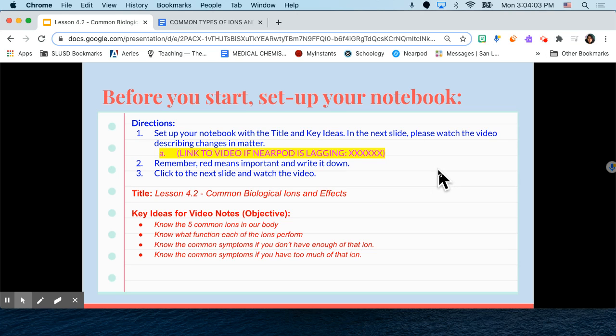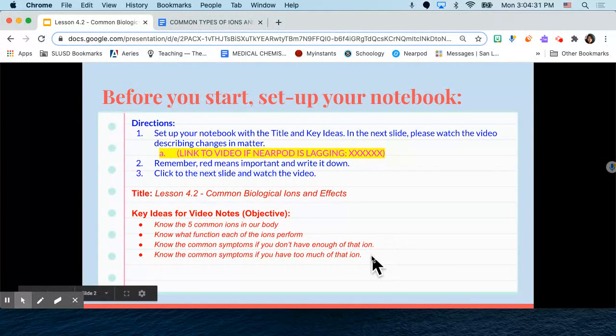All right, so welcome to lesson 4.2 on common biological ions and effects. In the last video, we talked about generally what an ion is and what it does in our body. In this video, we're going to talk about the 5 common ions in our body. What do they do? And what are some symptoms we might experience if we don't have enough of that ion?